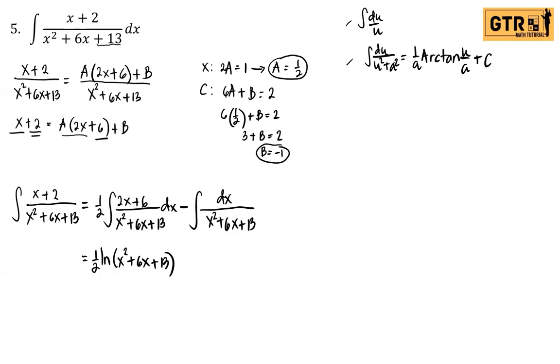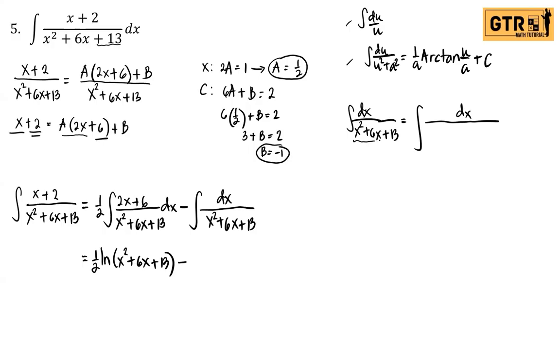So first, we need to complete the square of this. So let's isolate the solution for this one. So we have, negative, or just put the negative here. So we have the integral of dx over x squared plus 6x plus 13. So first, we complete the square. So let's complete the square.